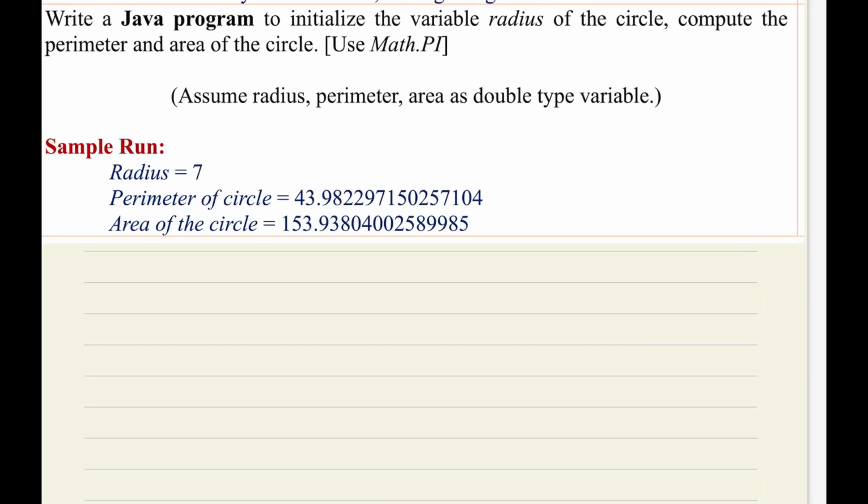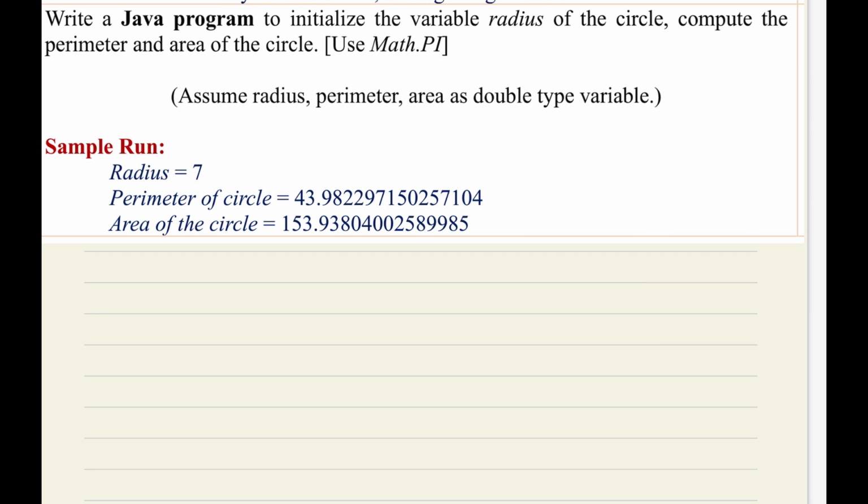In this video we are going to discuss some more questions of assignment 1. So this is question number 5. It says: write a Java program to initialize the variable radius of the circle, compute the perimeter and area of the circle, and use Math.PI for pi.